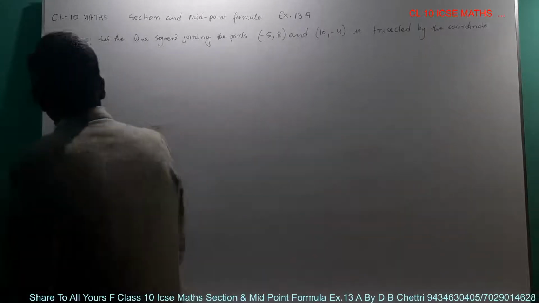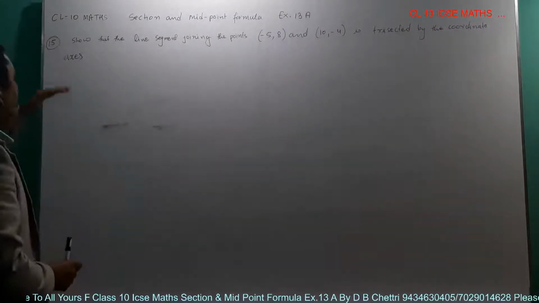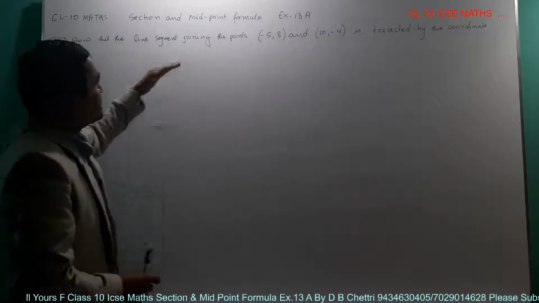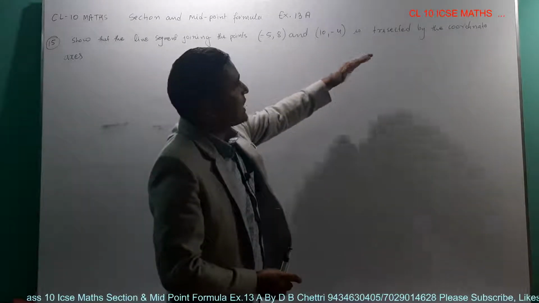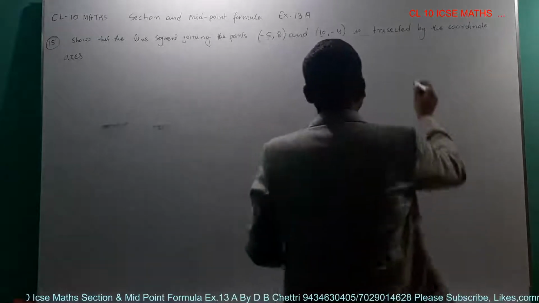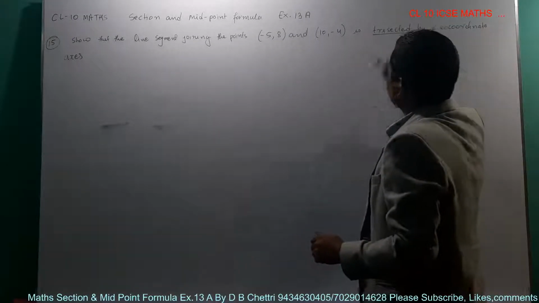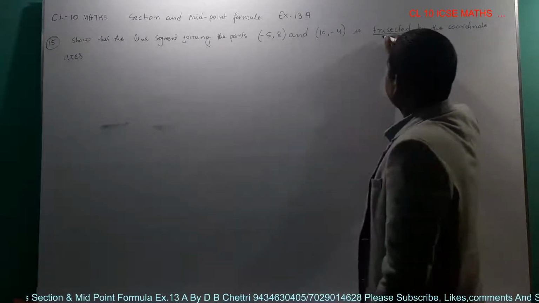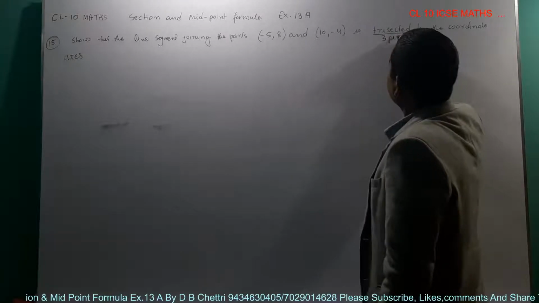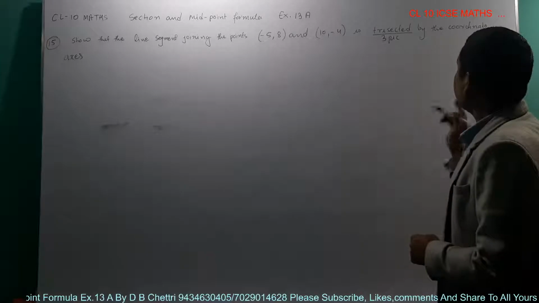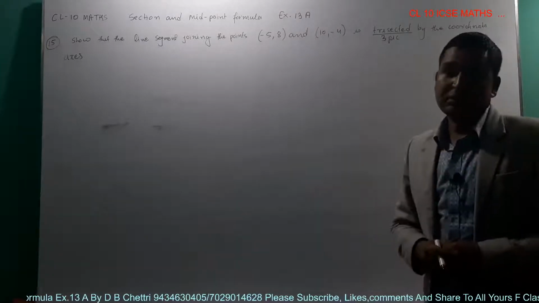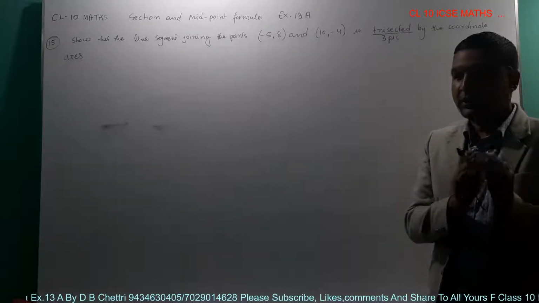Okay, let me read the question. Find the point at which the line segment joining the points is trisected. Trisected means three pieces. Okay, three pieces. Trisected means three pieces, by the coordinate axis or not. Coordinate axis means one coordinate axis.